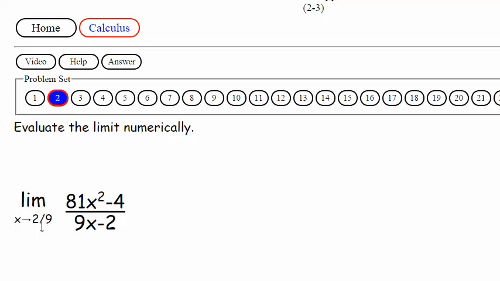We've got the limit as x approaches 2/9. Now, sometimes this fraction right here is not reduced down, so that's a little tricky thing. You need to reduce that down before you actually evaluate it, alright? It says 81x squared minus 4 over 9x minus 2. So let's head over to the whiteboard and check out how we want to do this numerically.